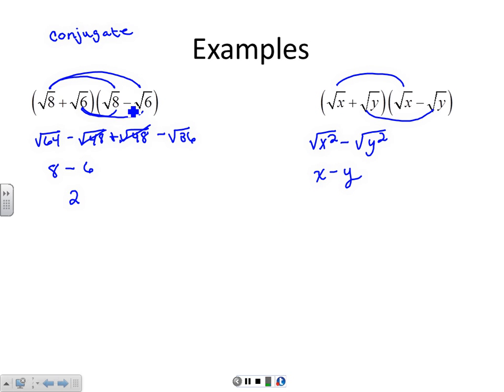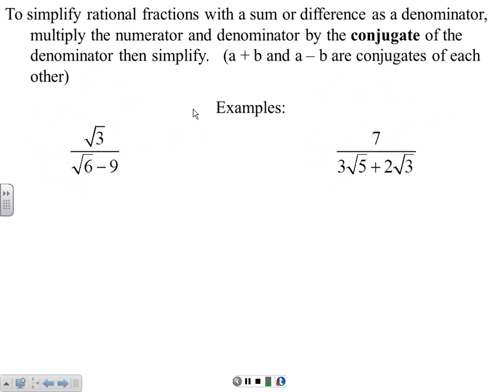And anytime you multiply conjugates together, that's what happens. The radicals go completely away. So let's work with that. To simplify rational functions with a sum or difference of radicals as a denominator, you're going to multiply the numerator and the denominator by the conjugate.